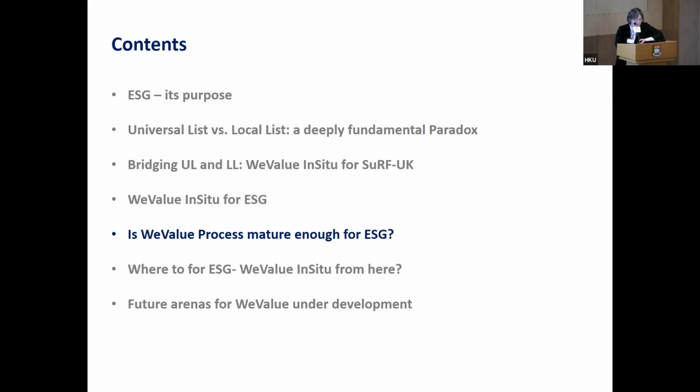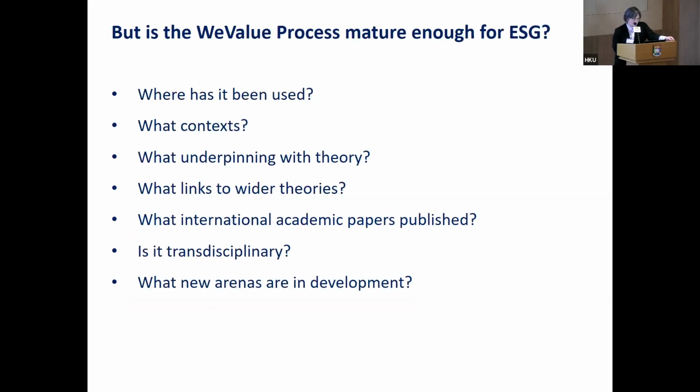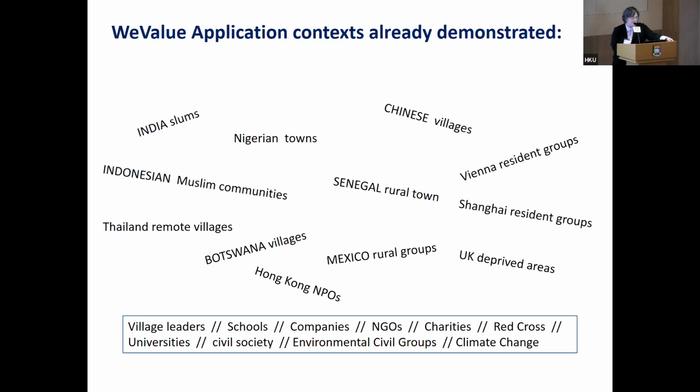Is the WeValue process mature enough? Am I talking about some new thing that was invented last month that I'm saying, hey, this is going to work? We're option number 25 on your list of different frameworks. Where has it been used? What context? What's underpinning the theory? I'm going to go through these just quickly, just to show you a little bit of the depth.